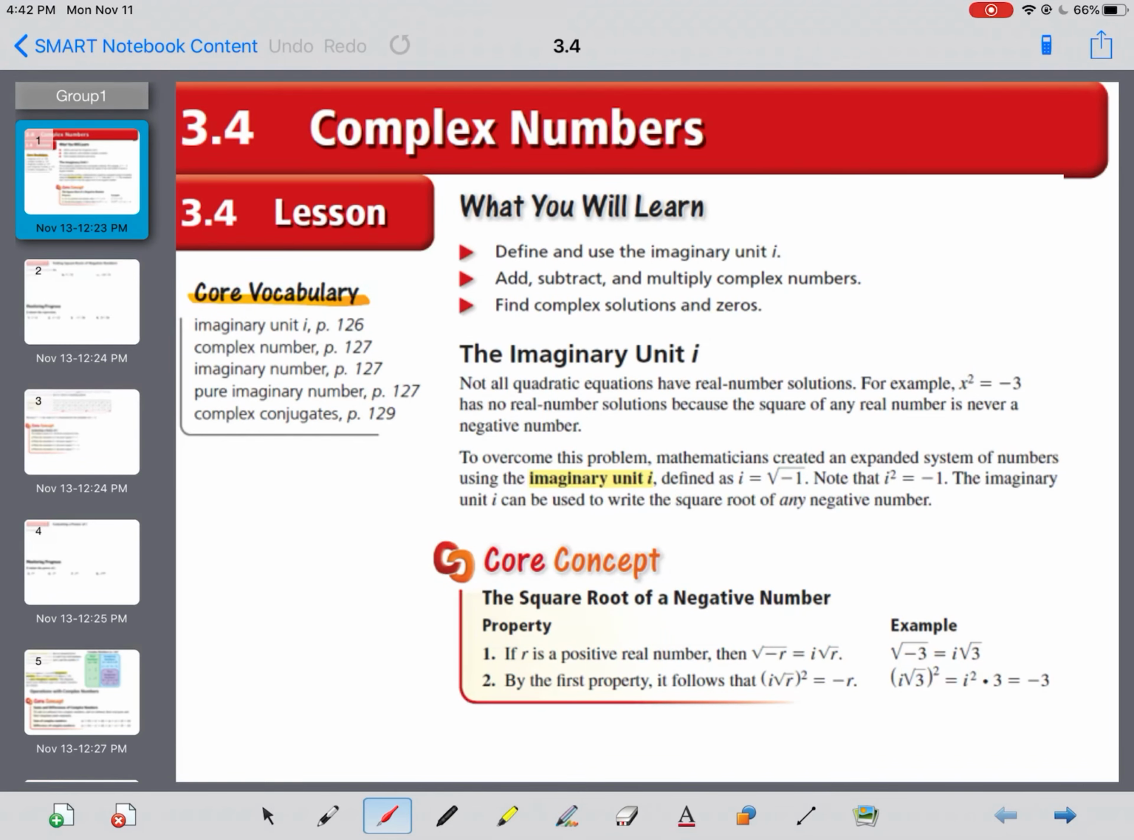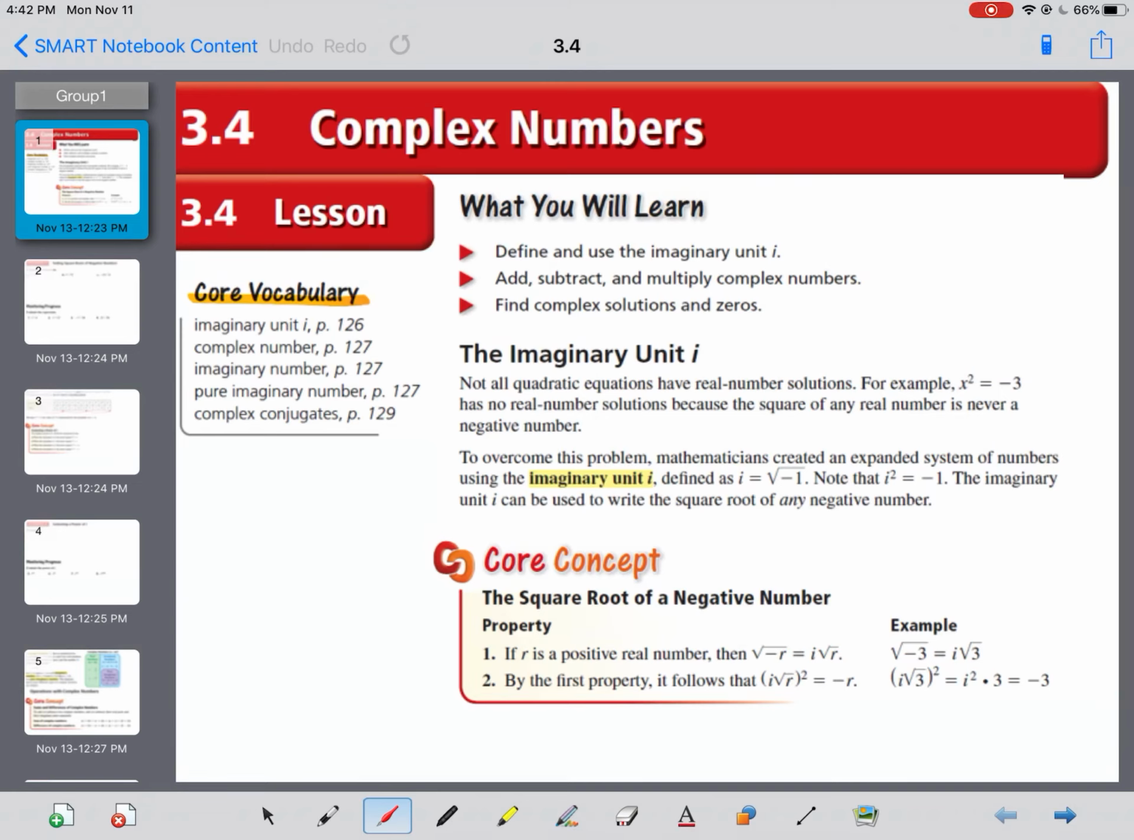Chapter 3, Section 4, Complex Numbers. In our last section, we were solving quadratics, and there were some where we would say no solution. If we were trying to square root a negative number, then we had to say, well, there's no solution there. Well, there actually is a solution, but it involves what's called a complex number. And complex numbers involve the imaginary unit i.